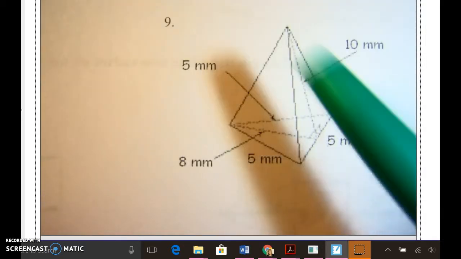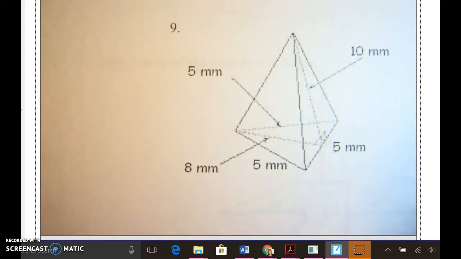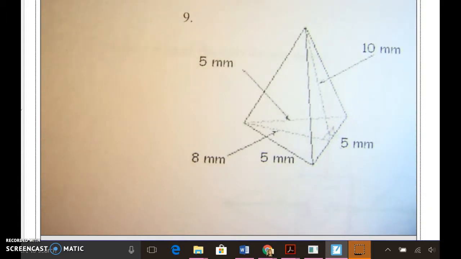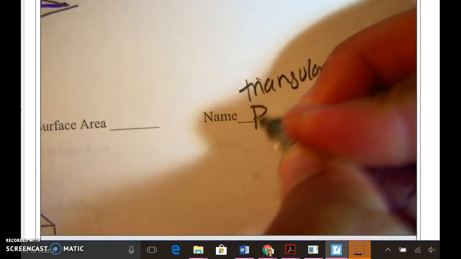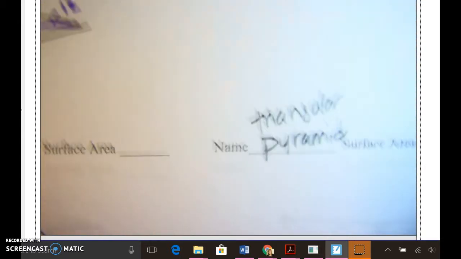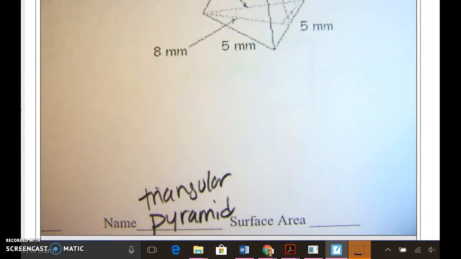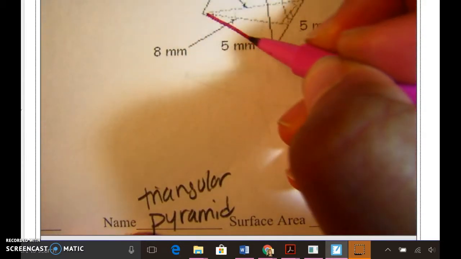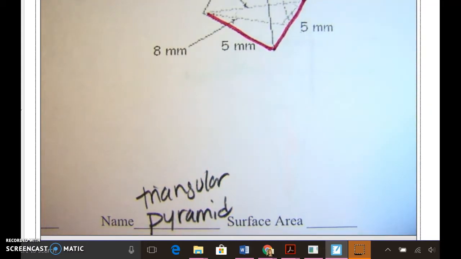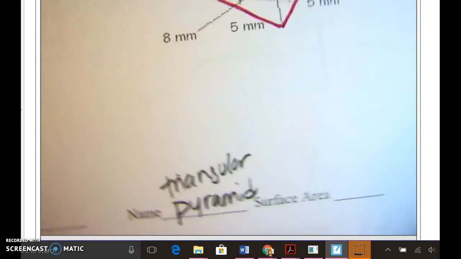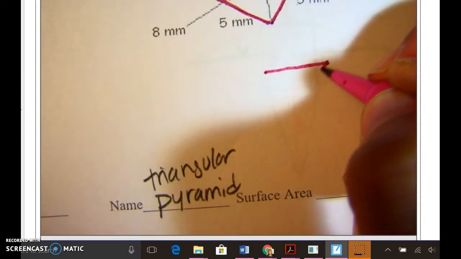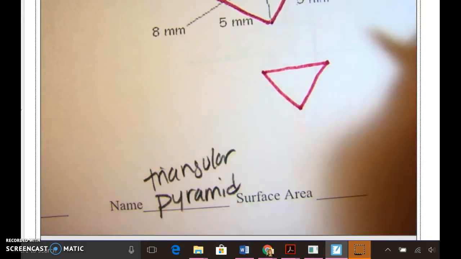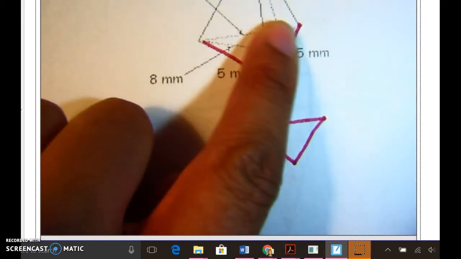I have another object that's surrounded by triangles, so I know it's a pyramid. What kind of pyramid it is depends on the base. The base is a triangle, so this is a triangular pyramid. Now I'm going to try to draw it. I see that the bottom is equilateral, or it could be isosceles, but I know at least 2 of the sides are the same length. 2 of the sides are 5, and this one looks like it's the same. I'm just going to assume it's equilateral and draw them all the same-ish size. Those are all the 5s. That's the bottom.